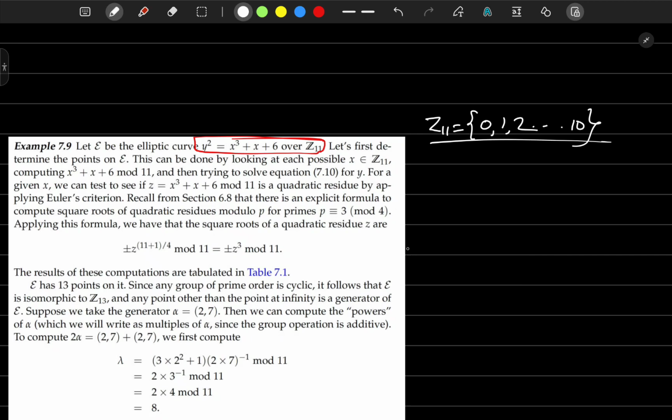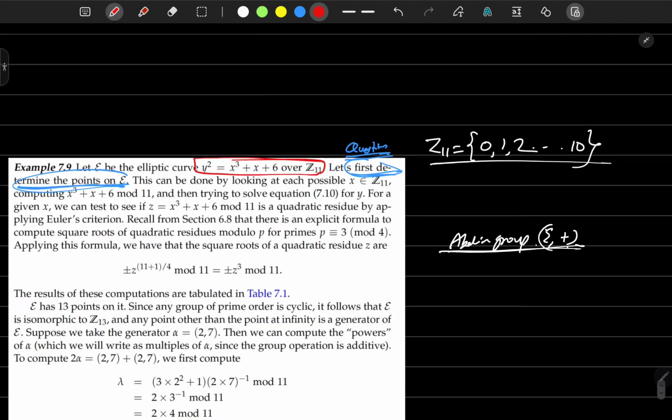Basically now we are finding the abelian group points, the abelian group epsilon comma star. For that group, we are finding the set of points. So this is our question: determine the points on epsilon. Now I will explain the solution.